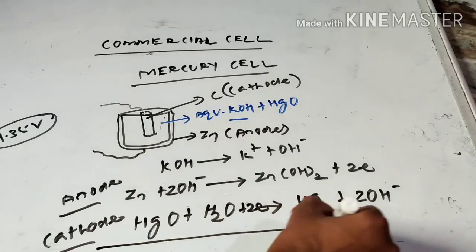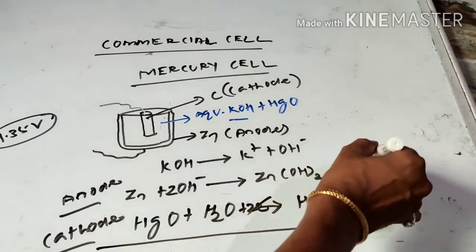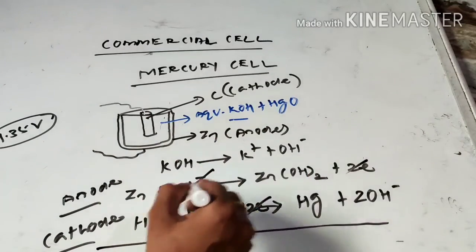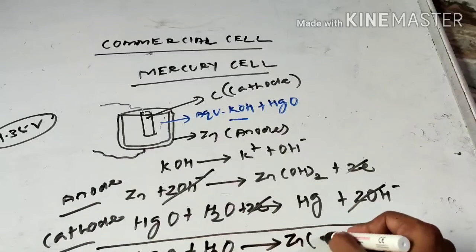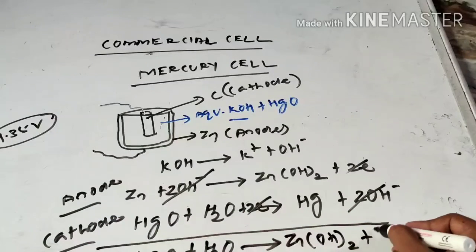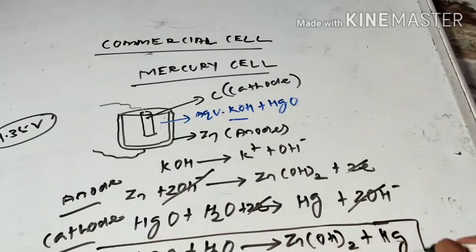So what will be the net cell reaction for it? The 2 electrons will be cancelled. The 2OH- will be cancelled. So here zinc reacts with mercuric oxide in the aqueous medium and is converted to zinc hydroxide plus mercury. So this is the net cell reaction taking place when the mercury cell starts to function.